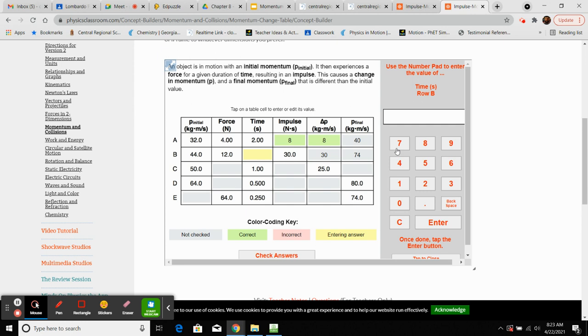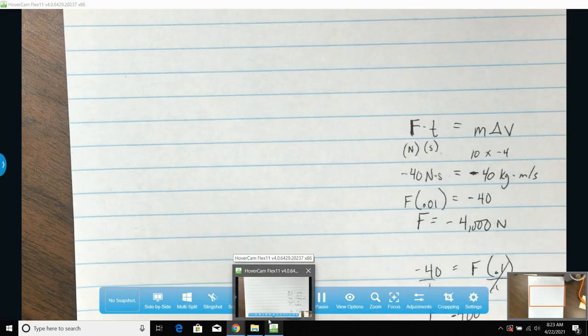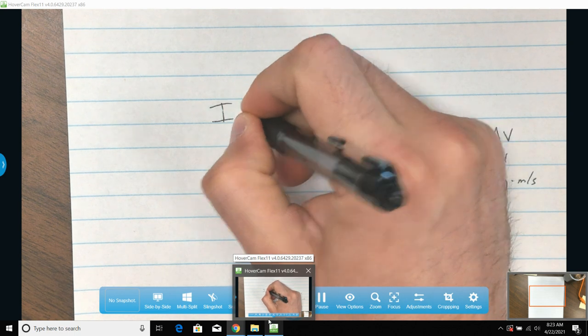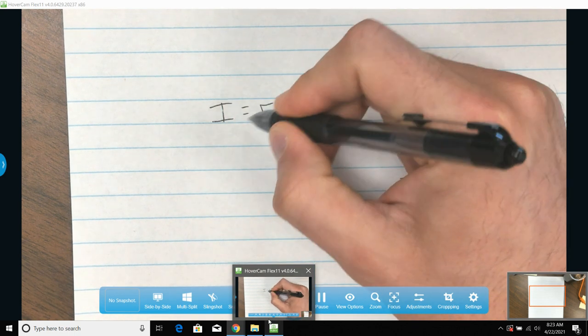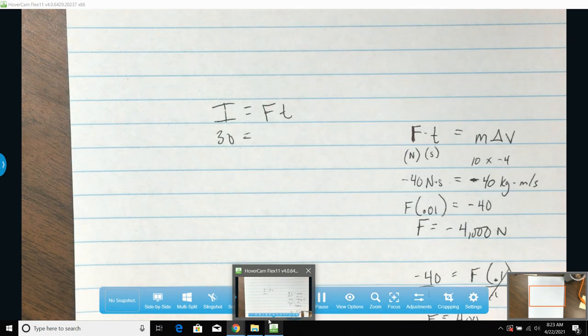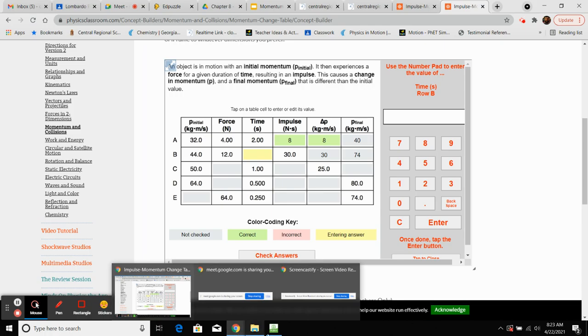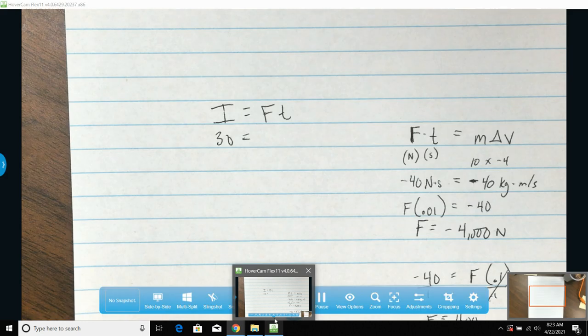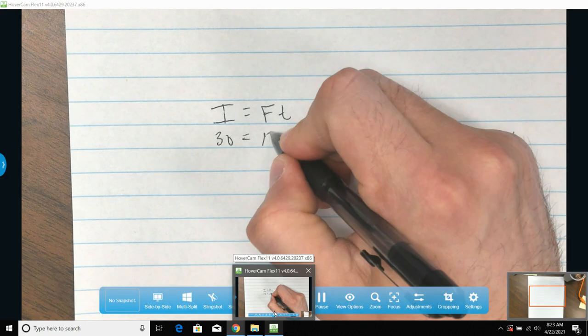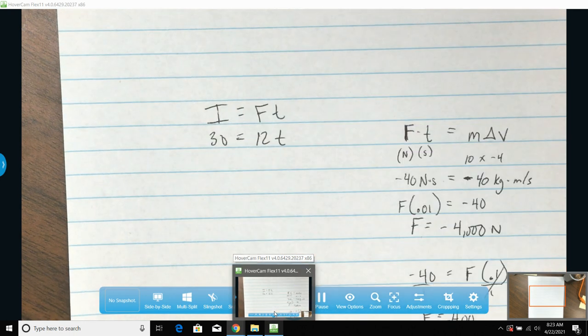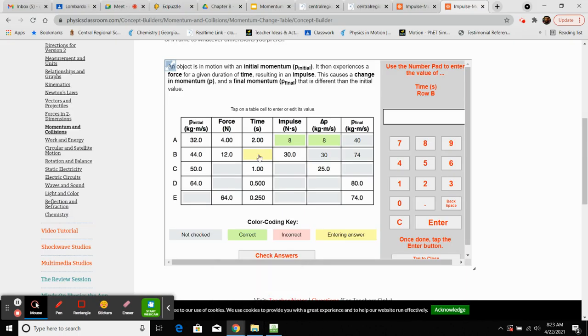Well, because the equation for impulse, if you wanted to give impulse a letter, you could call it like capital I, is force times time. And we said that this was 30, and our force was 12. And we're looking for time. So divide 30 by 12, and that comes out to be 2.5. So then this should be 2.5 for our time.